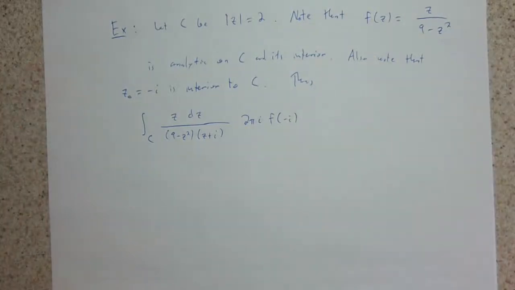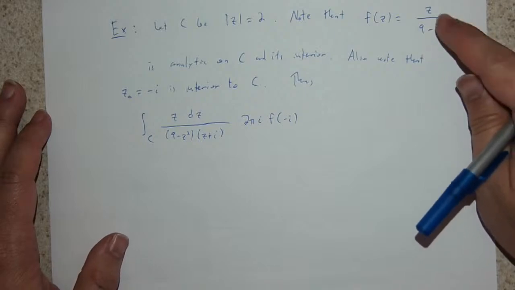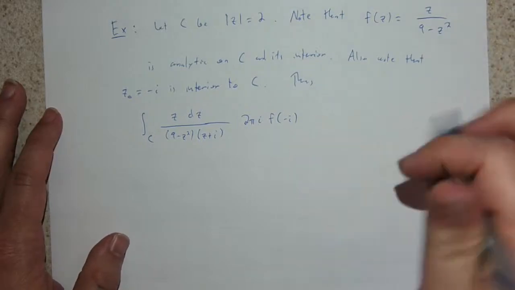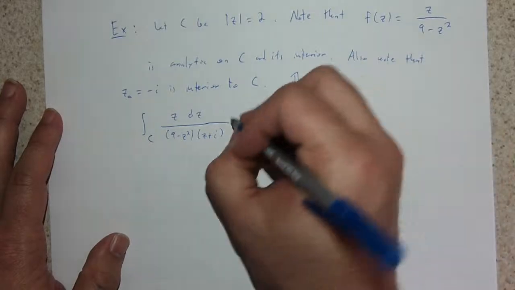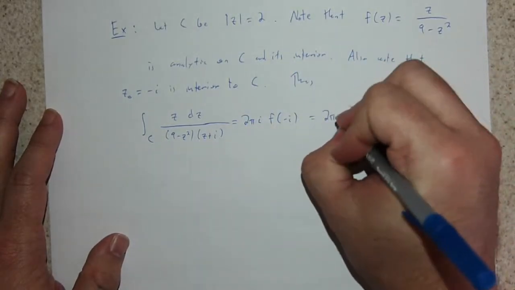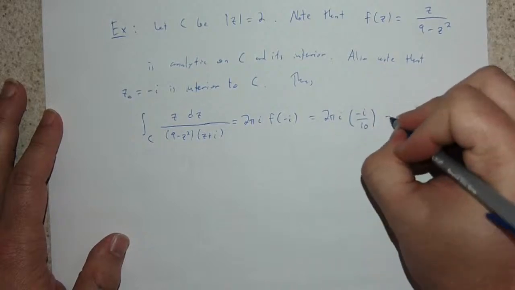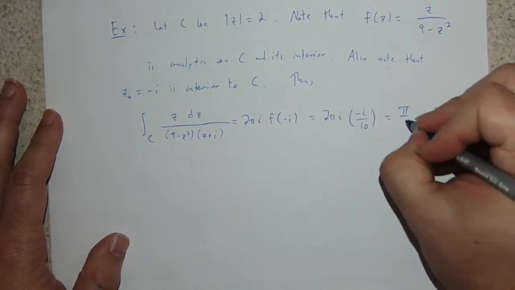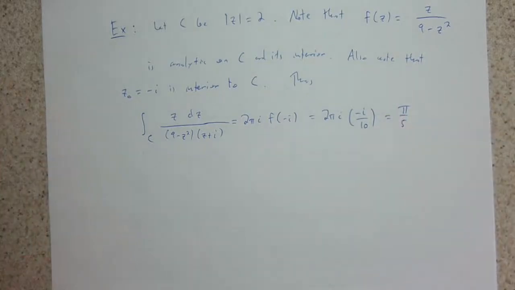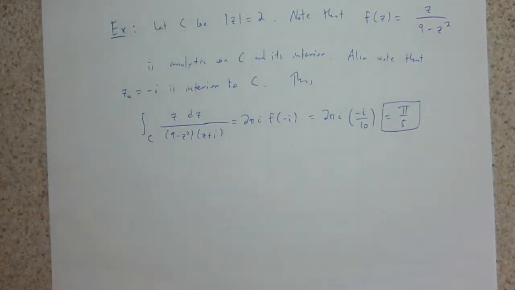What is f of minus I? This is minus I over 9 minus minus 1, so this is minus I over 10. So this is 2 pi I times minus I over 10. So this is pi over 5, since I times minus I is 1. So there's one quick use of it.